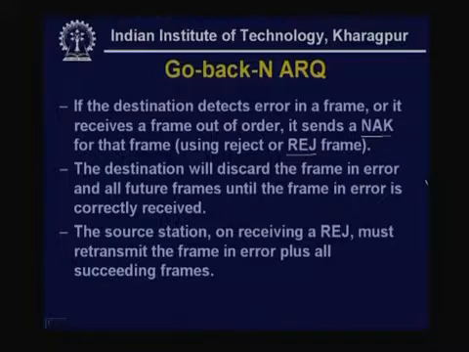So, REJ frame. The destination will discard the frame in error and all future frames until the frame in error is correctly received. So, what will happen? The destination will discard the already received frames until a particular frame is received correctly. The source station on receiving an REJ reject frame must retransmit the frames in error plus all the succeeding frames.